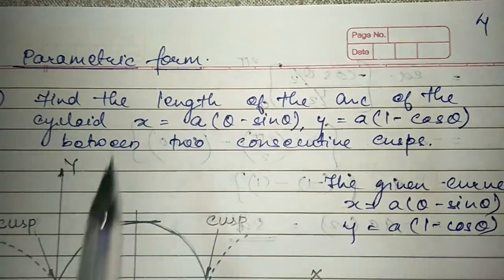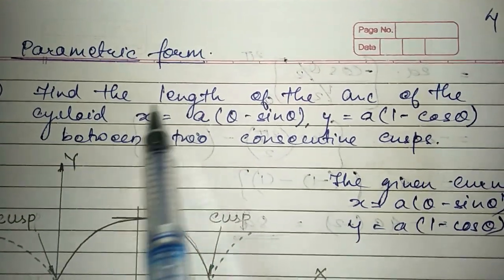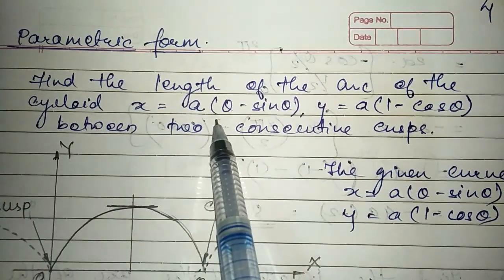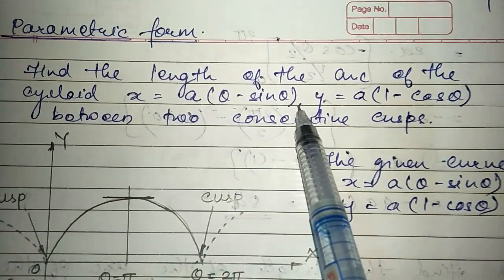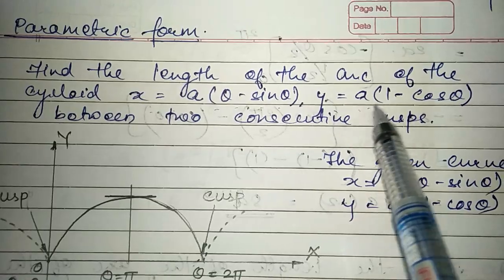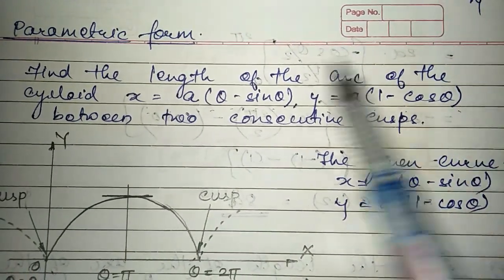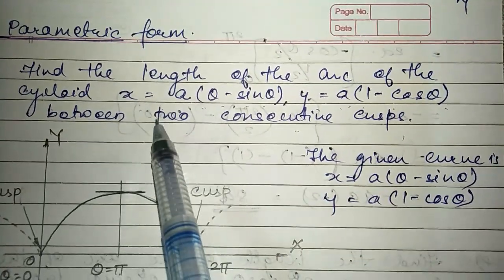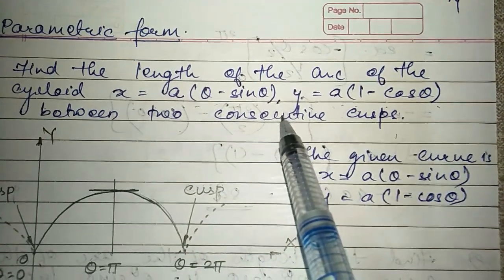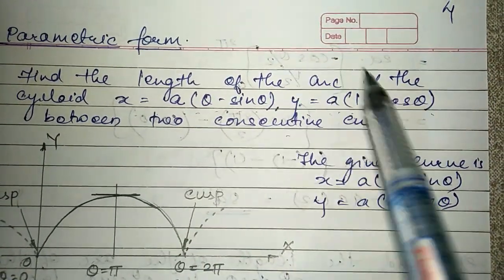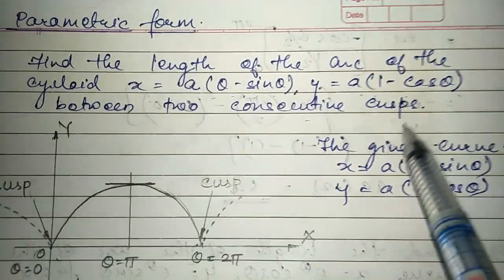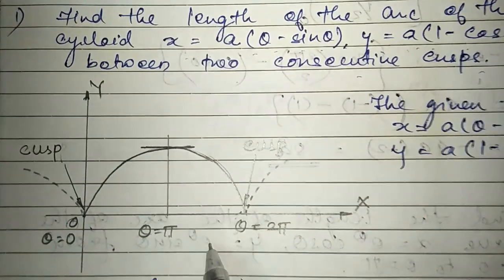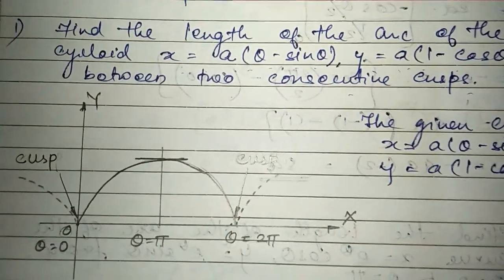Now the example given to us is: find the length of the arc of the cycloid x is equal to a (theta minus sine theta), y is equal to a (1 minus cos theta), between two consecutive cusps. So we have been given a cycloid and we have to find the length of the arc of the cycloid between two consecutive cusps.